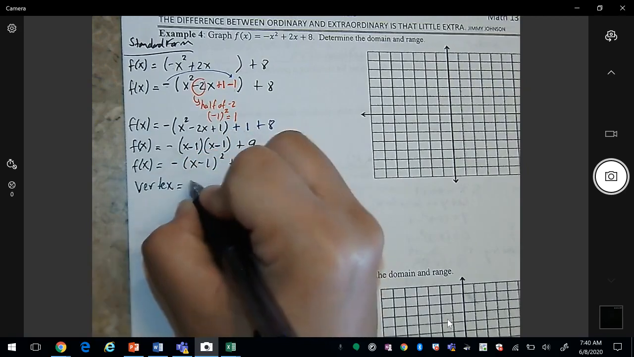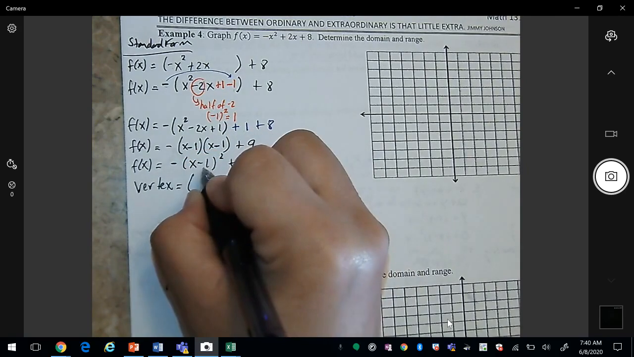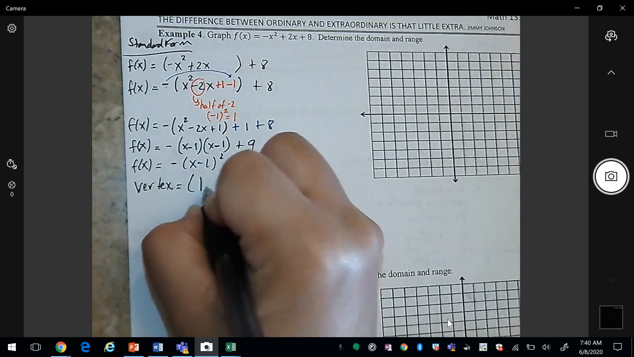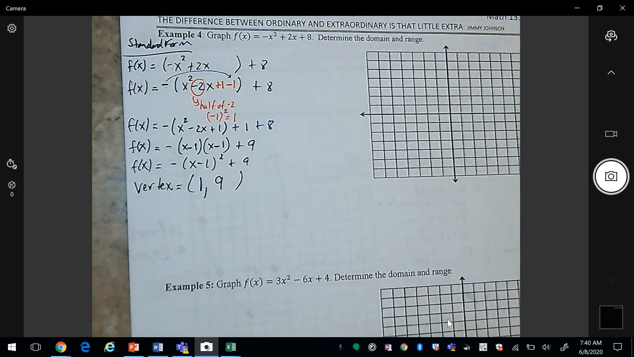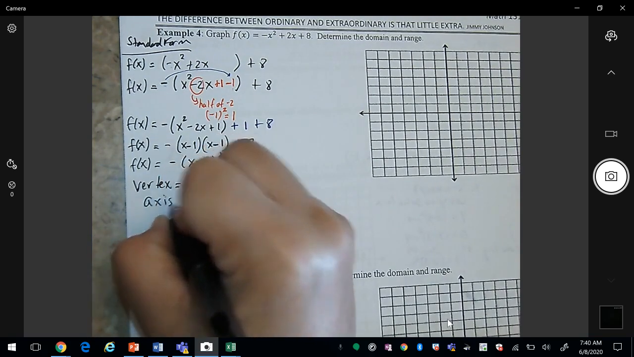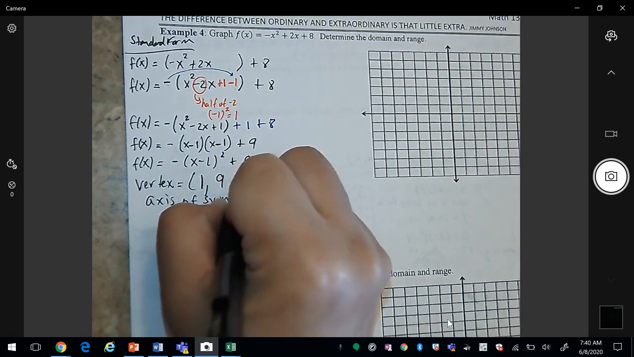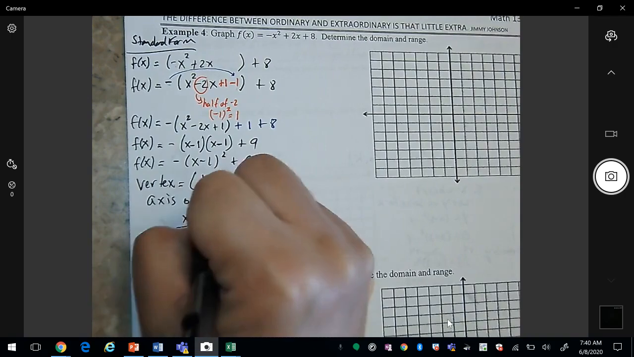Vertex. So the vertex here, h, is the opposite of -1, so that's 1. And then we keep the sign of 9. Axis of symmetry is that x equals 1.